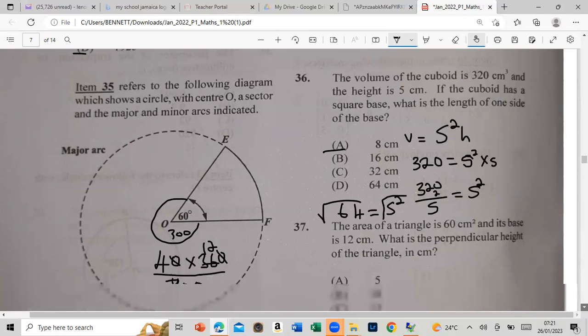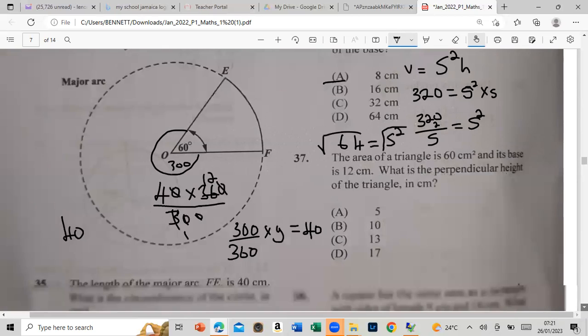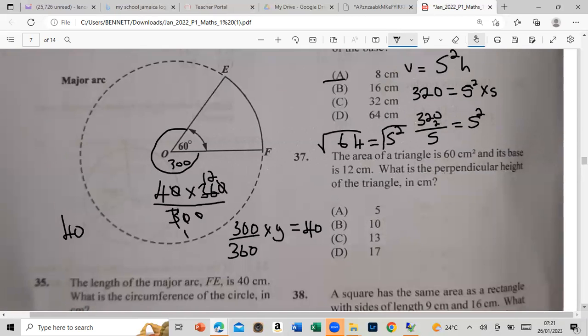The area of a triangle is 60 centimeter square and its base is 12 centimeter. What is the perpendicular height in centimeter?